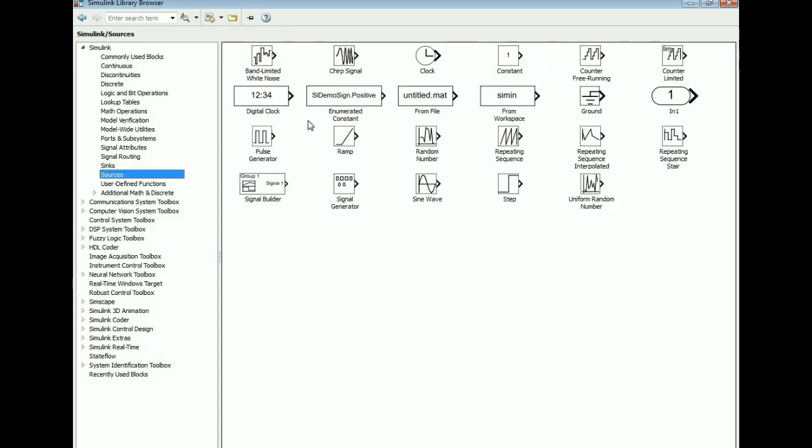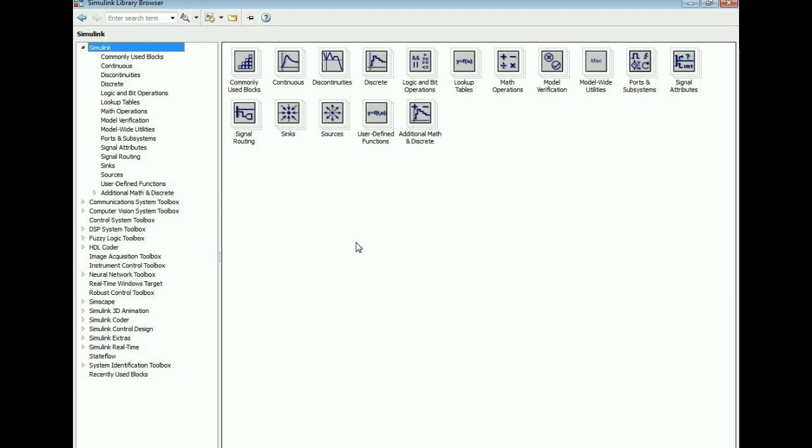Under the Sources block, you can see there are many kinds of sources available, like noise source, chirp signal source, clock, constant source, sine wave source, and step signal source, or you can generate your own kind of signal from the signal generator. So almost 70% of lab work in college is done under this Simulink toolbox.